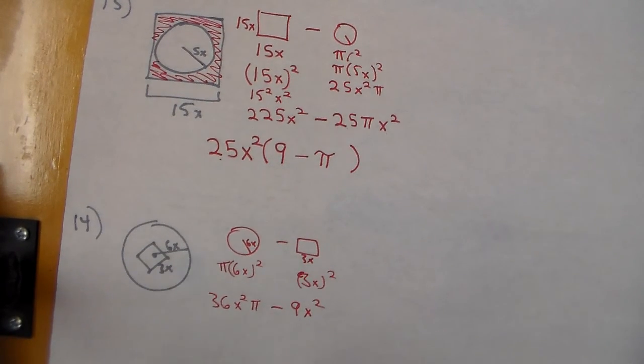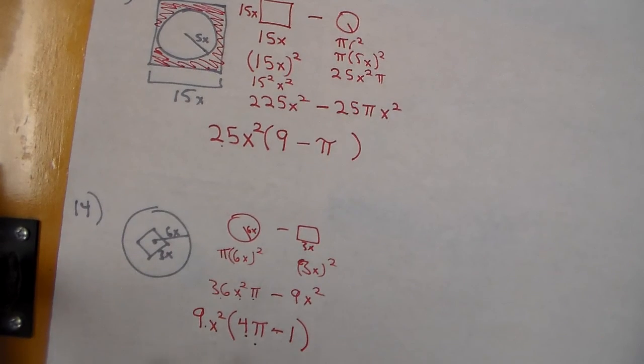So we're looking for common factors. We can take out a 9 from both of them and an x squared. This leaves me with 4 pi out of this term. 36 divided by 9 is 4. X squared is gone. Pi is left. And then minus, I factored out all the terms there, so it's just going to be 1. So that's going to read as 9x squared times 4 pi minus 1.